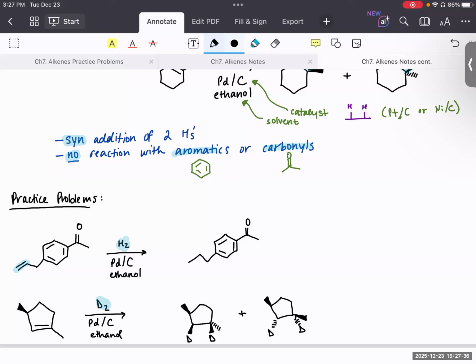Again, very straightforward reaction, easiest way to make an alkane out of an alkene. Basically, you're just taking the double bond, making it a single bond. If you have deuteriums, then you want to make sure you draw in both the dashed and the wedges.